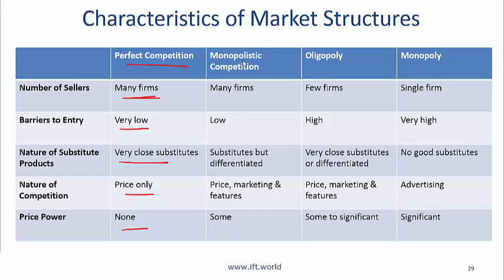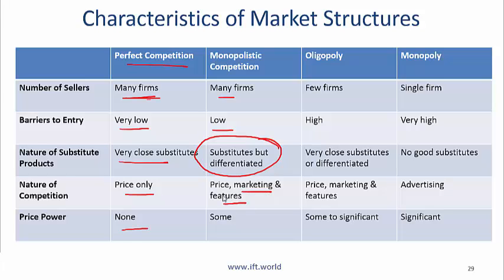In monopolistic competition, we still have many firms, but often less than the number of firms in perfect competition. Barriers to entry are again low. The big distinction between monopolistic competition and perfect competition is that in monopolistic competition there are substitutes, but there is also some differentiation. Classic example with monopolistic competition would be toothpaste, where one toothpaste is a reasonable substitute of another, but every toothpaste company will try and say why its toothpaste is special. And because of that differentiation, marketing and features become very important.